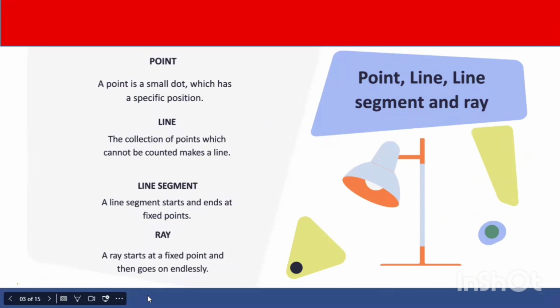Now, what is a line segment? A part of a line that has two endpoints. It has a fixed length. You can measure it with a ruler. A line segment starts and ends at the fixed points.